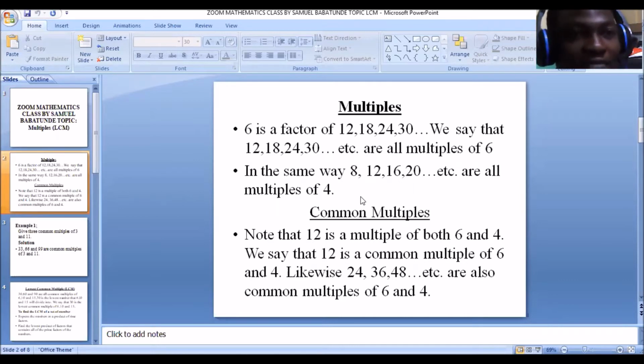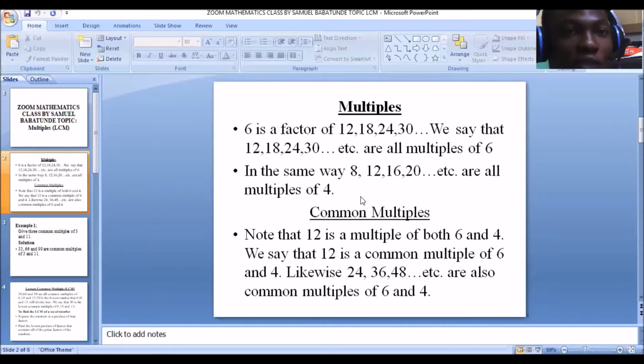Now, 6 is a factor of 12, 18, 24, and 30. What do I mean? That means 6 as a number can go into 12, 18, 24, and 30 without any remainder. Remember in our previous class, we talked about factors. We say factors of a number are numbers that can divide this number without any remainder. So 6 is a factor of 12, 18, 24, and 30.